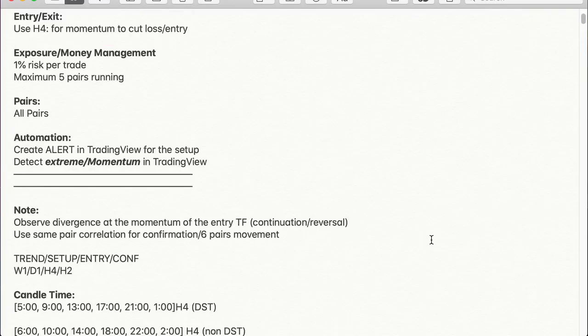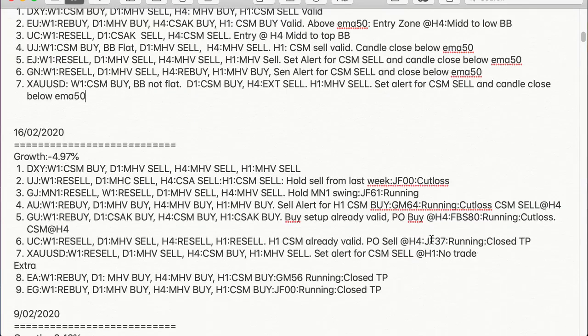Let's review the last week's trade. The last week, the week of 16th of February 2020, was a losing week for us. Our capital growth was minus 4.97%. From all the trades that we took last week, we have 3 cut losses. 1 is still running at a loss, but it has not yet met the cut loss criteria. And we only have 2 TP from the extra signal.